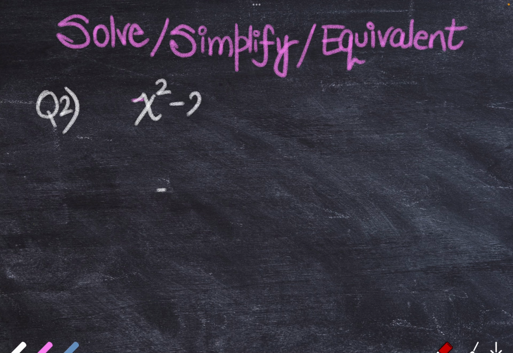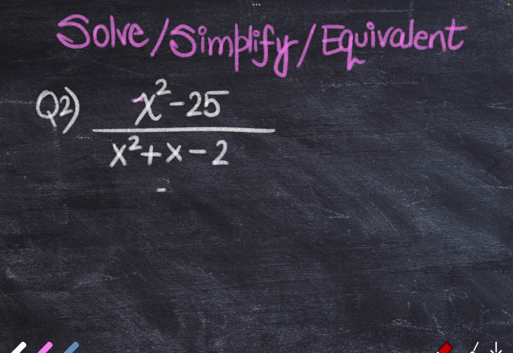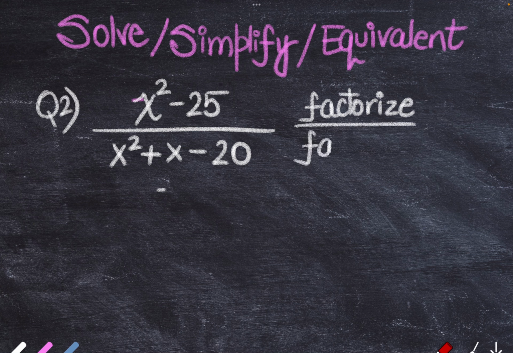x squared minus 25 divided by x squared plus x minus 20. So this question is different than the question we had on the last screen. Here, we cannot simplify until we factorize the top and bottom. So we'll have to factorize the top part and factorize the bottom part. After we factorize the parts, we'll have to see what are the common parts so we can cancel them.